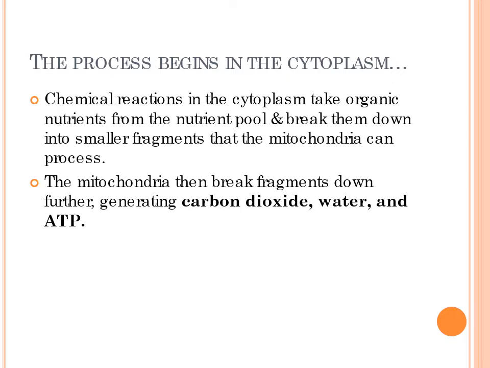So this process is going to begin in the cytoplasm. We're going to be looking at breaking down molecules. So we need them to be broken down small enough to get into the mitochondria. So chemical reactions within the cytoplasm are going to take the nutrients from the nutrient pool, break them down into smaller fragments so that those small fragments can then enter the mitochondria and be broken down. The mitochondria are going to break fragments down further, and within that breaking down, they are going to generate ATP, but as a byproduct, they're also going to generate carbon dioxide and water.